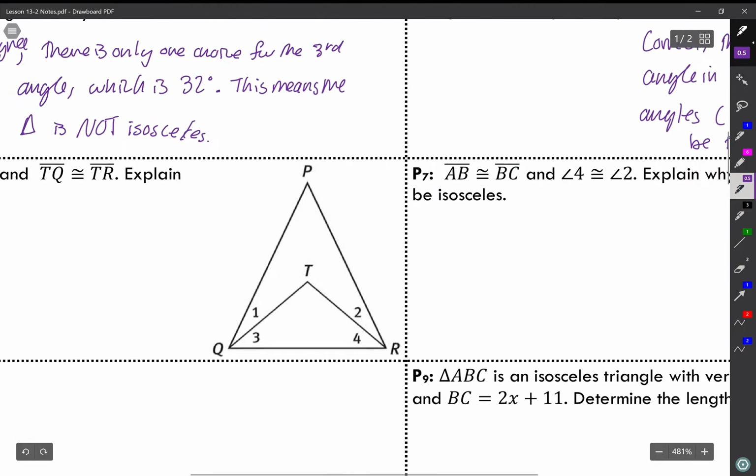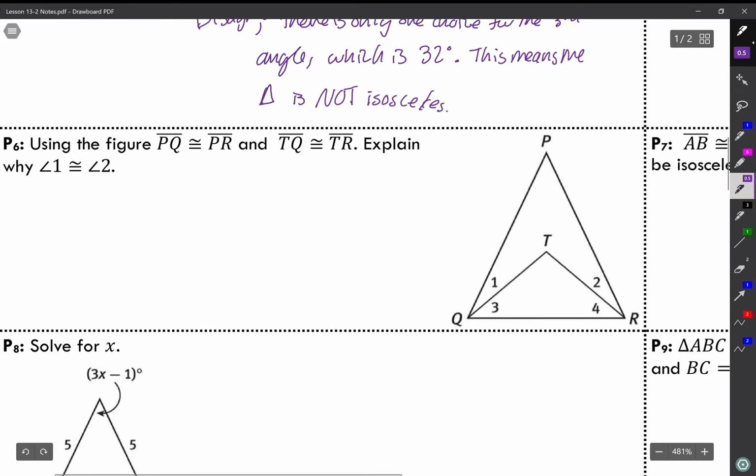Okay, number 6. Using the figure, PQ is congruent to PR, and we also know that TQ and TR are congruent. We want to explain why angle 1 and angle 2 are congruent. TQ and TR are congruent, meaning this is an isosceles triangle, so I know that angle 3 and angle 4 are congruent. And the outside triangle is also isosceles, so PQR and PRQ are congruent.